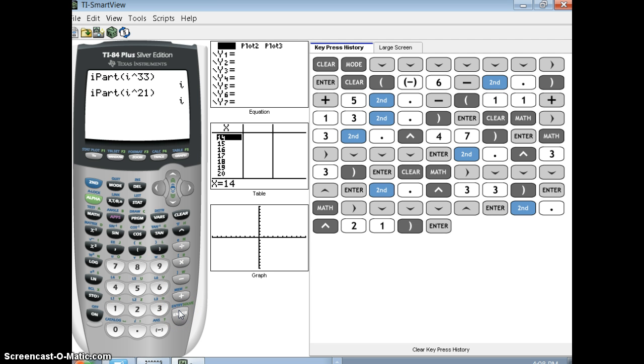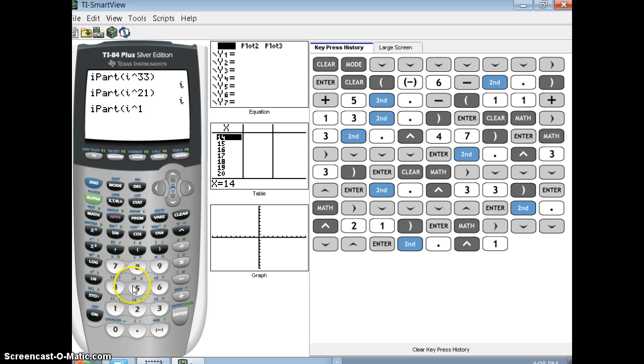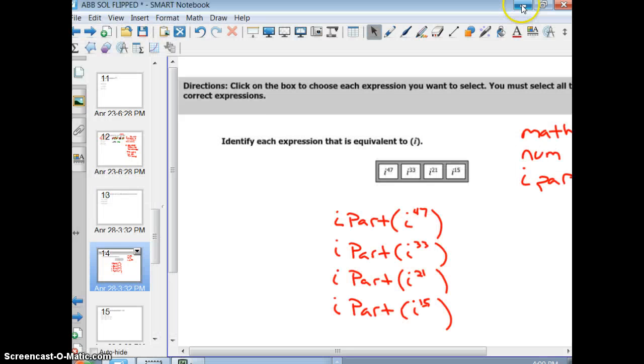And look, I to the 21st is also equal to I, so we're going to be sure to choose that one. And now let's check I to the 15th and see what that one's equal to. So that's equal to negative I. So our answers are going to be I to the 33rd and I to the 21st.